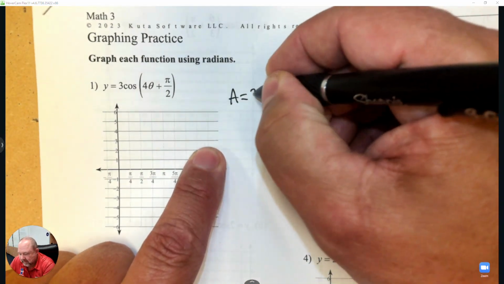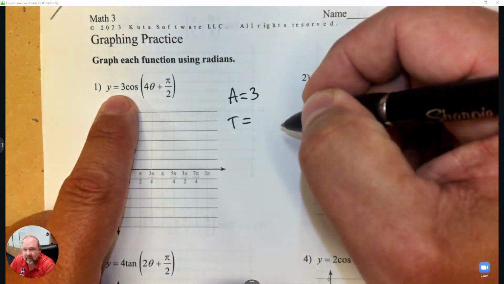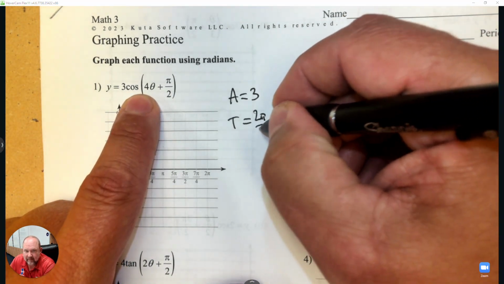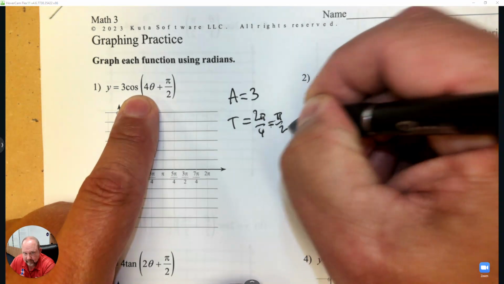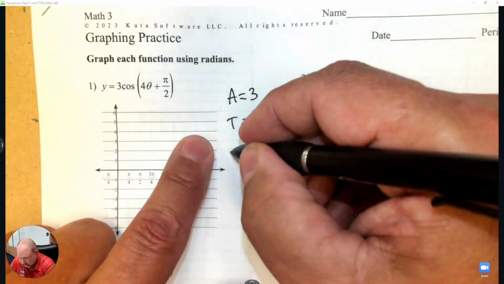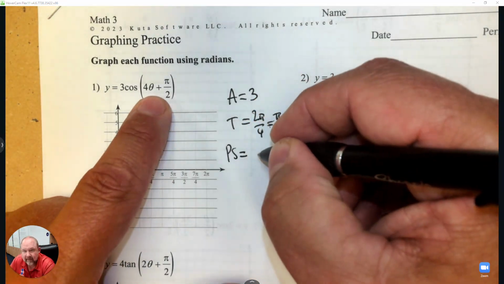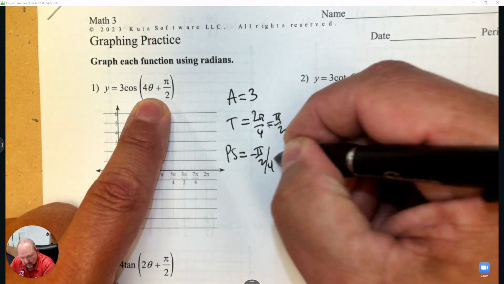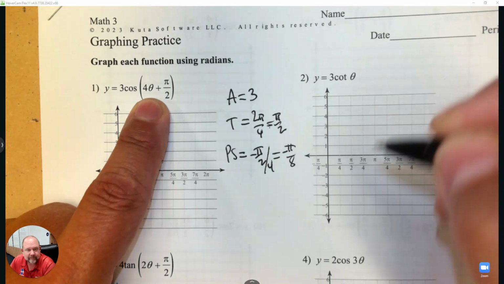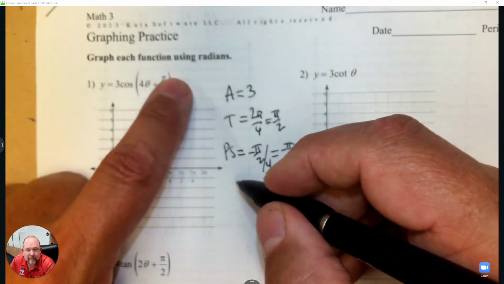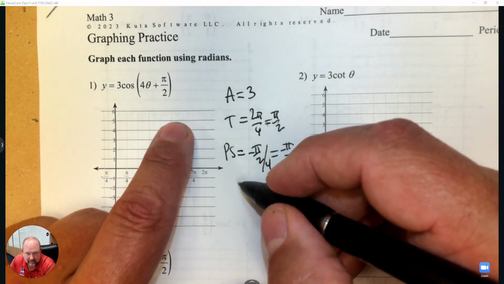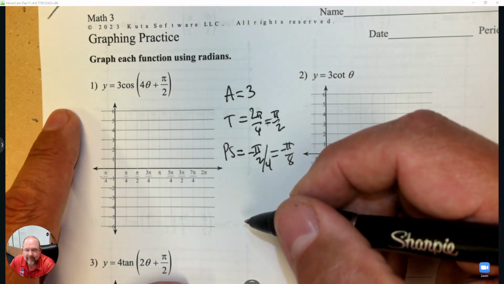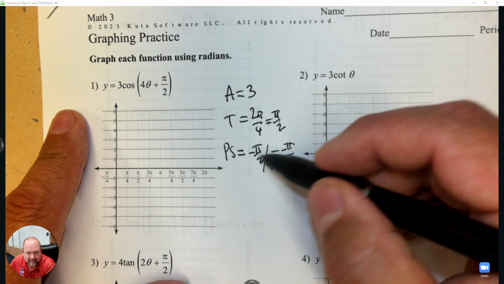So I need to know the amplitude. That's the size. The period. So it'd be 2 pi and we divide by 4. That tells you how long one pattern is. The phase shift. Negative pi over 2 divided by 4. So that's negative pi over 8. And then midline, there's nothing adding or subtracting here, so there's no vertical shift, so the x-axis is the middle of the wave.